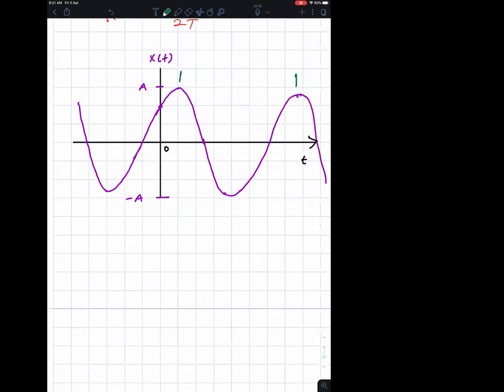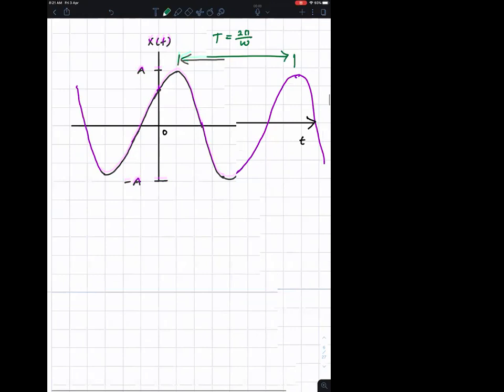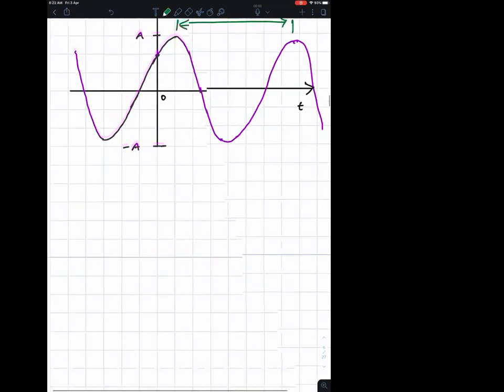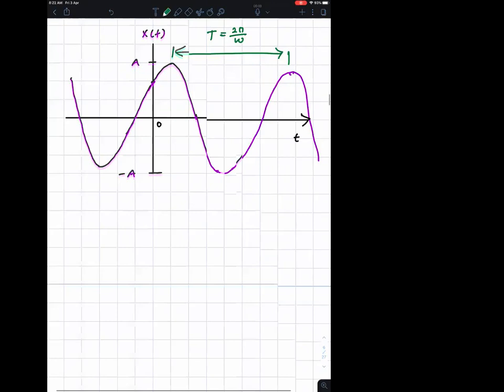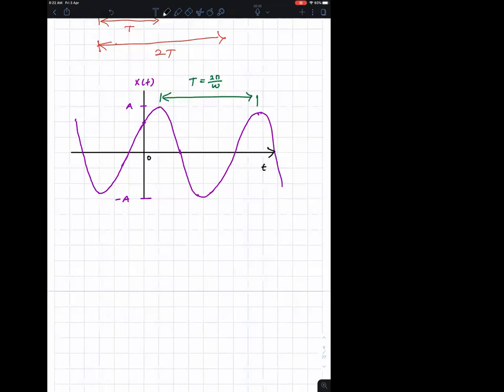So this is a sinusoidal signal, and the period can be taken from peak to peak. The period is 2 pi over omega. Okay, theta for x(t) is a cosine of omega t plus theta.